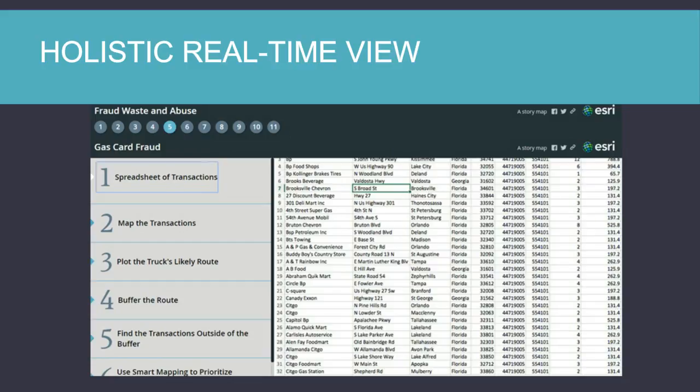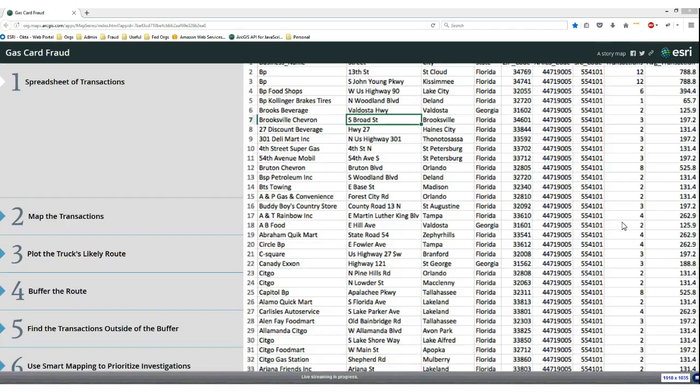Okay, thank you, Mike. What I'm going to do is take you through this scenario and set up this dashboard. So the ability for GIS to enhance our organization's workflow, to finally set us up with that holistic view of our organization's status. So this is looking at gas card fraud for an organization in the state of Florida.